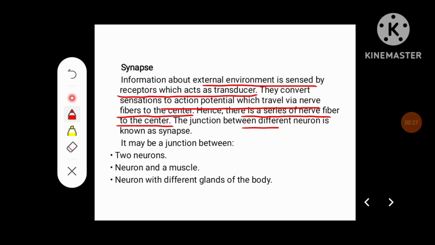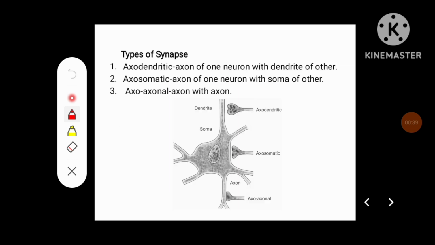The junction between different neurons is known as synapse. It may be a junction between two neurons, a neuron and a muscle, or a neuron with the different glands of the body. There are different types of synapses. They are axodendritic, axosomatic, axoaxonal.